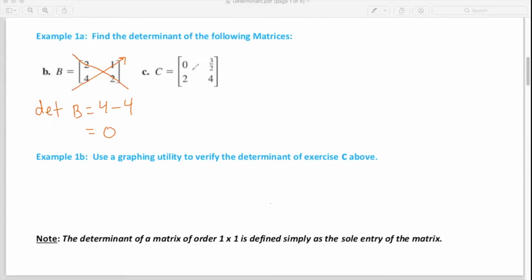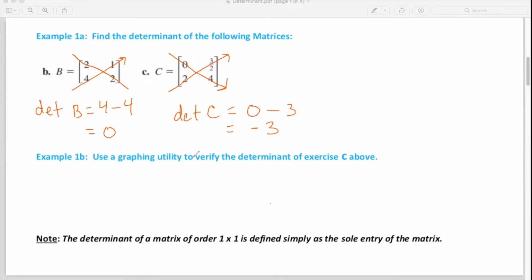So on the next one, we're still working with the 2 by 2. We have the determinant of matrix C equals AD, which again is the downward sloping diagonal. 0 times 4 is 0. Subtract the product of the upward sloping diagonal. 2 times 3/2 is just 3. So the determinant here, 0 minus 3, is negative 3.